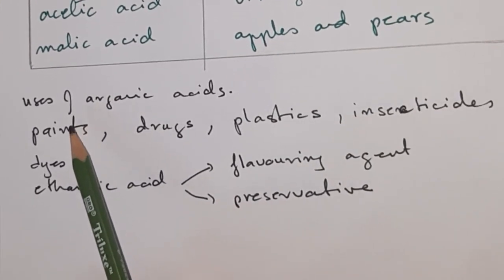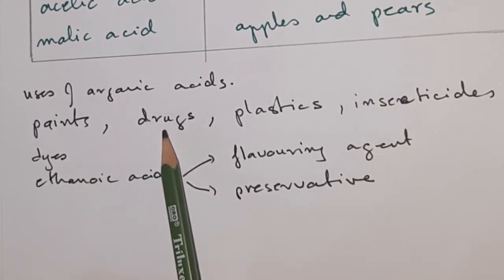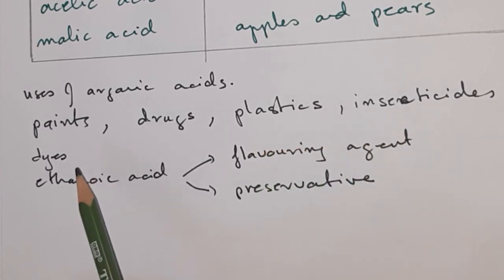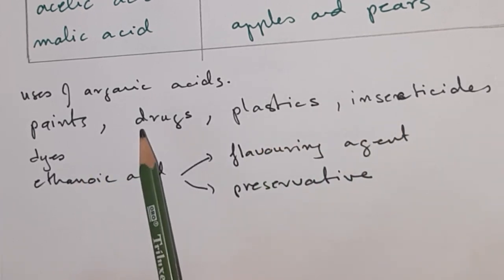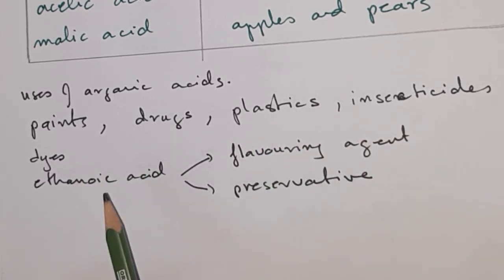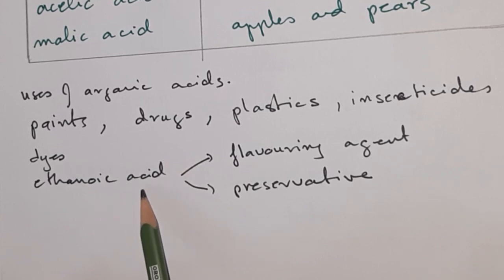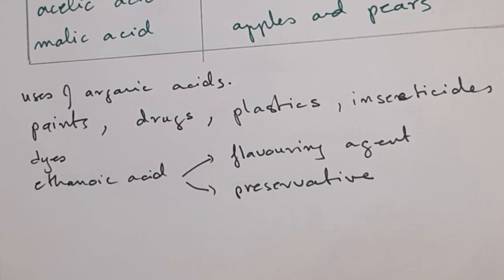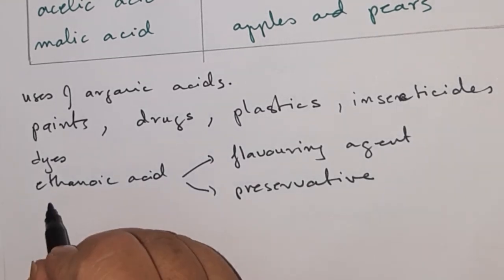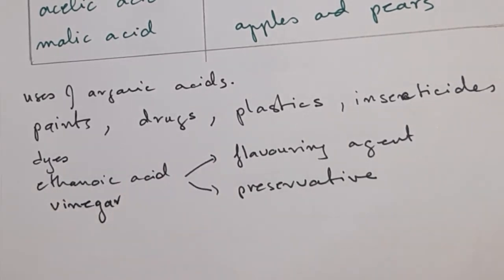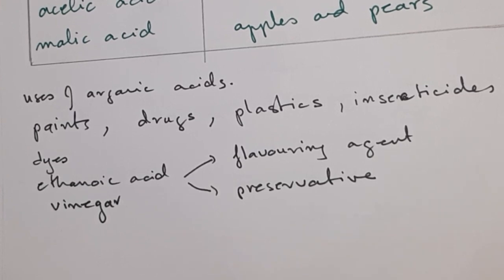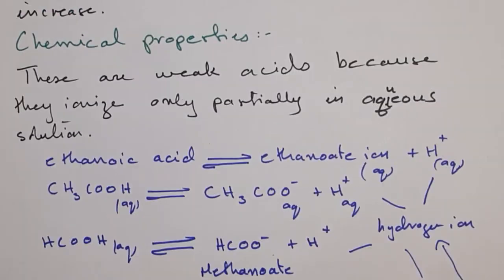Uses of organic acids: paints, drugs, plastics, insecticides and dyes. They are used in all these different compounds. Ethanoic acid, we are very much aware of ethanoic acid, that this is commonly known as vinegar, and vinegar is used as flavoring agent or preservative.